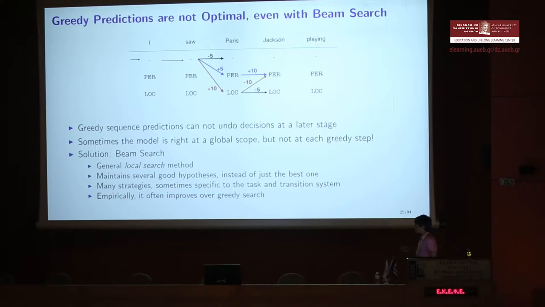I'm not explaining beam search in detail because there are actually many strategies, and sometimes the strategies are specific to the problem and to the transition system. So I prefer that you read specific works on transition systems and how they do beam search, because it can be relevant. But the idea is that instead of maintaining just one thing, you maintain several. And empirically, it often improves over greedy search. Often the model is good at the global level but can make mistakes, so many mistakes can be corrected just by making a better search. Questions?